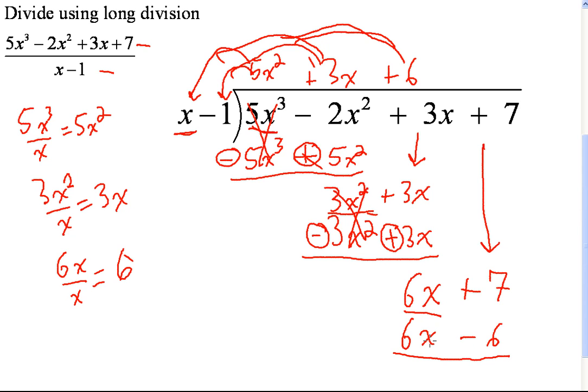And I'm going to change the signs. So positive 6x becomes negative 6x. Negative 6 becomes positive 6. Those cancel out. 7 plus 6 is 13, and that's my remainder.